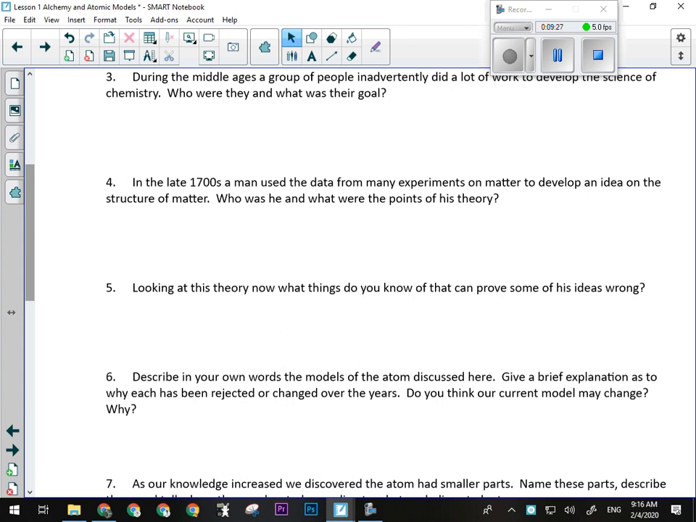Dalton, right. John Dalton is the guy who came up with the atomic theory. We reviewed those 4 points at the beginning of class today. You can put them in your own words, but basically they have to be something along these lines.